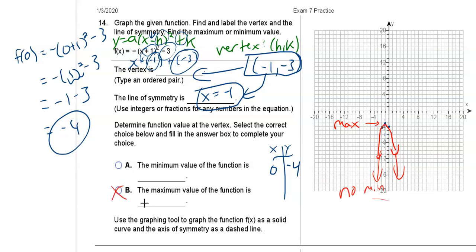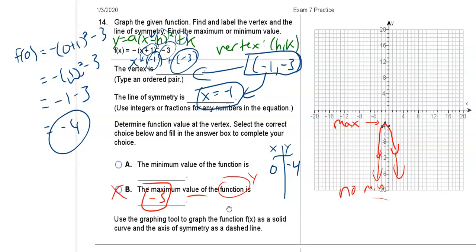So it's a maximum, and the maximum value of the function, which means what's the maximum y value? It's like asking about the range, right? What's the highest y value you can get? It's negative 3. The y coordinates do not go past negative 3. All right, and so the maximum value there is negative 3.